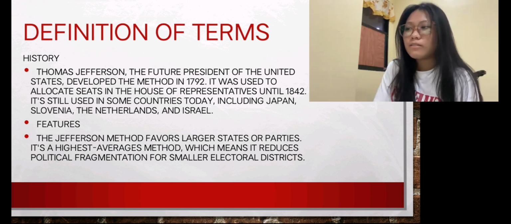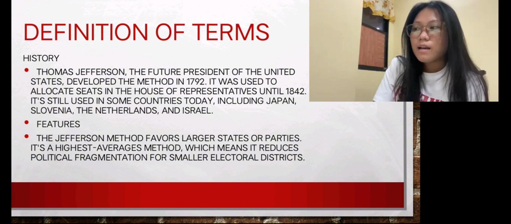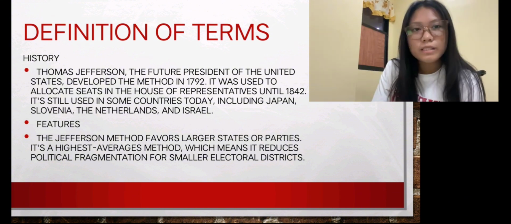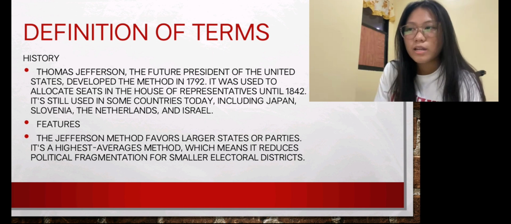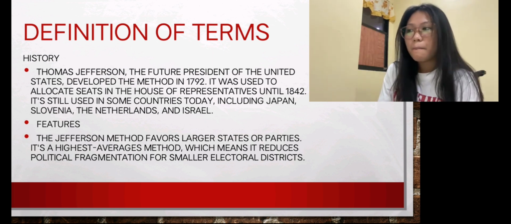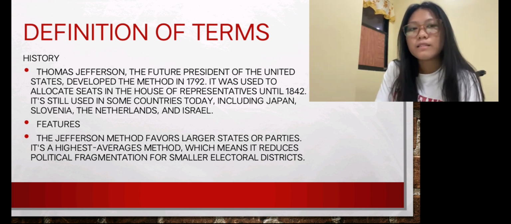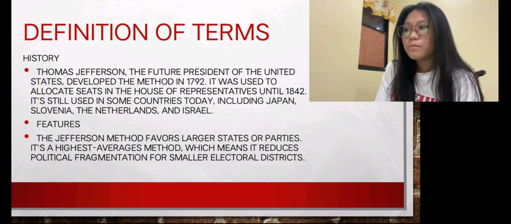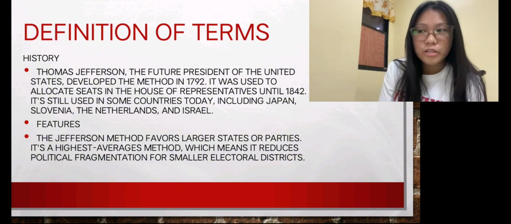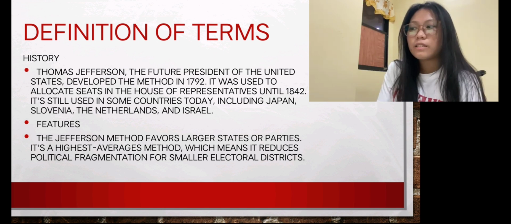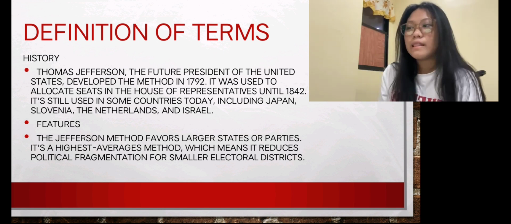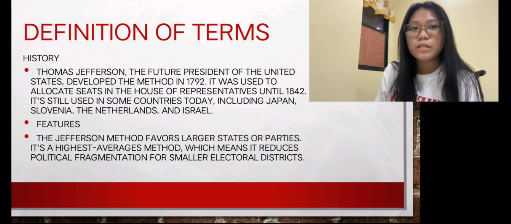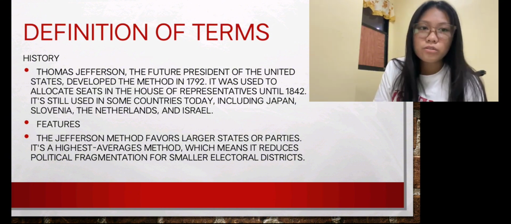Since it rounds down when assigning seats, larger states or political parties benefit more. And the highest average method distributes seats based on the highest average rather than strict quotas, which helps prevent excessive political fragmentation, especially in smaller electoral districts, just like what I said earlier. And it makes it particularly useful in proportional representation systems.